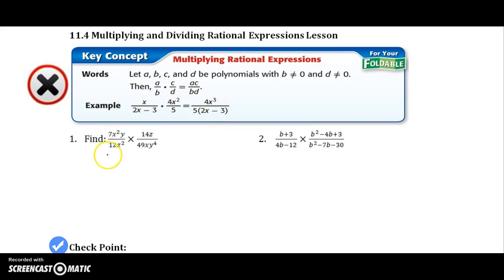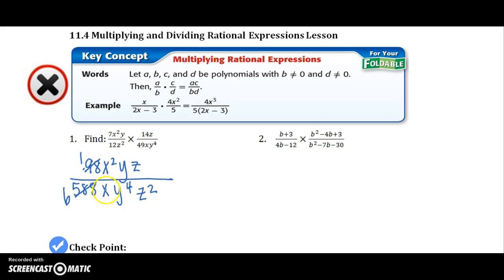Alright, so first example, this should be review. 7 times 14 is 98. We have x squared, y, and there's no other z, over 12 times 49 is 588. There's no other x, there's no other y, and then z squared. So to simplify, 98 goes into 588. It actually goes 6 times.